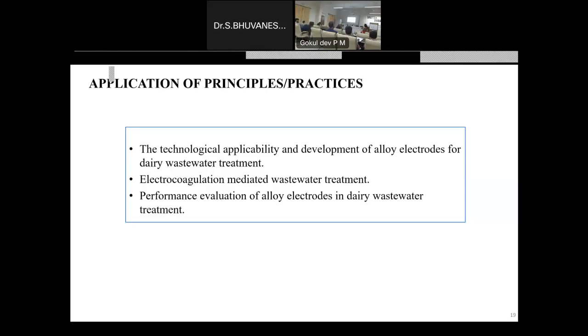Then performance evaluation of the alloy electrode in dairy wastewater treatment. We evaluated the performance in terms of reaction time required, electrode loss, and hardness of the electrode material. In terms of performance, COD removal was the output parameter we measured, and COD removal was better for AC10 compared to AC5 or AC1. So these are the basic inferences from the paper.